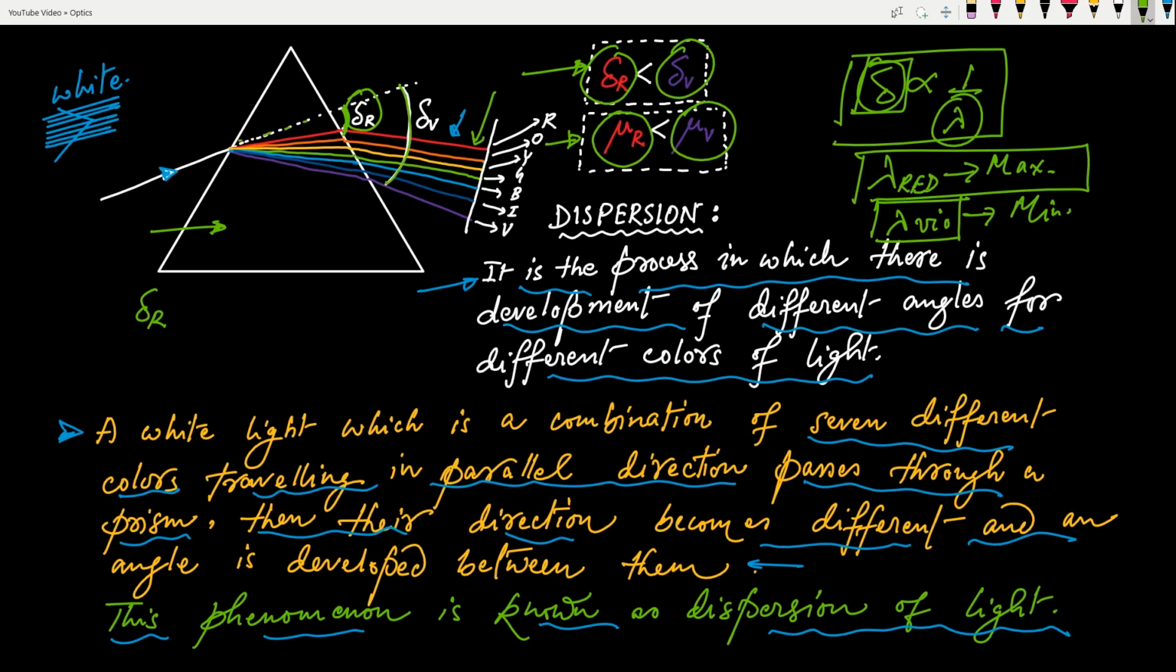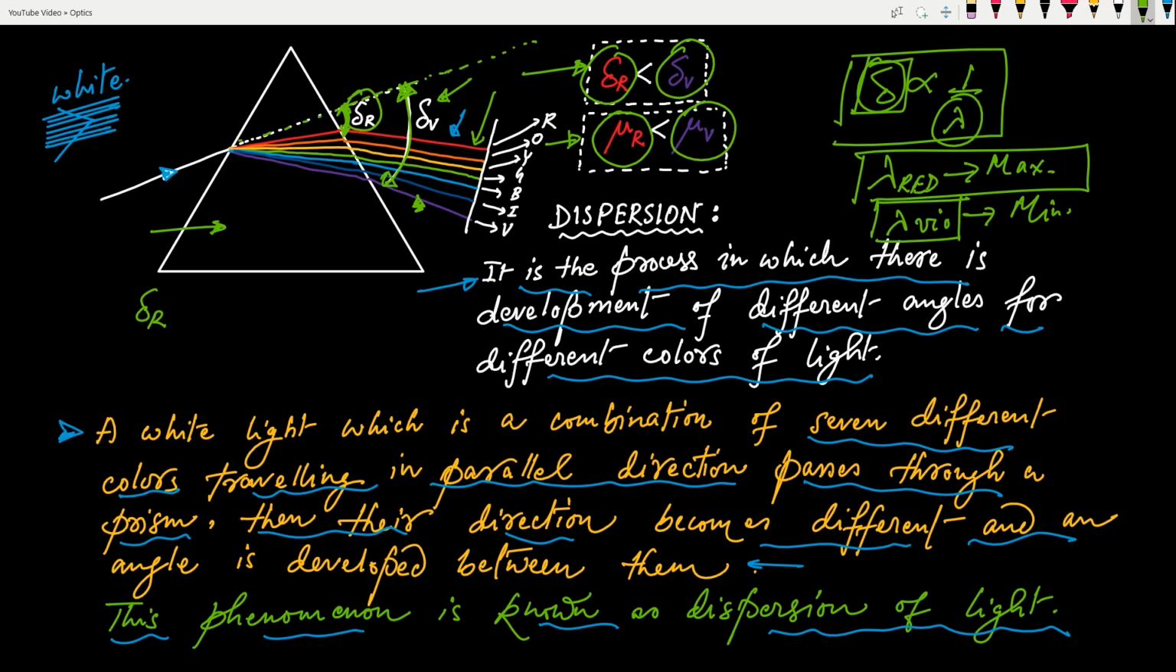See, this is the actual ray, the dotted white color. This is the actual path that the light should have followed if there would have been no refraction. But after refraction, the light has bent in this direction for violet. Therefore, the deviation for violet is this one, and the deviation for red is this one. We can see it clearly from the diagram that delta V is biggest and delta R is the smallest. I hope the concept is clear.